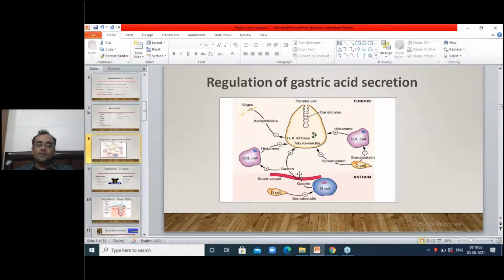One example of this is Zollinger-Ellison syndrome, in which there are gastrinomas in the duodenum. The gastrinomas lead to increased secretion of gastrin. The increased gastrin leads to activation of the proton pump, which leads to increased acid secretion into the lumen and formation of the ulcers.